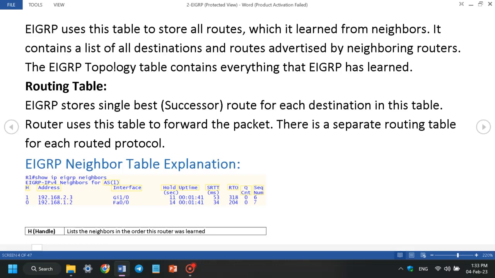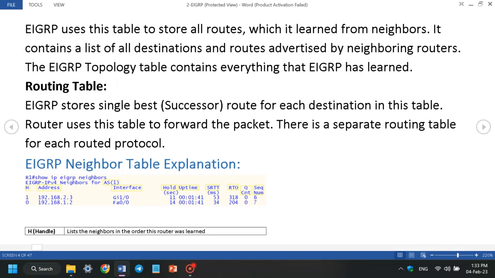The third table is the routing table. EIGRP stores the single best route for each destination in this table. A router uses this table to forward the packet. There is a separate routing table for each routed protocol.